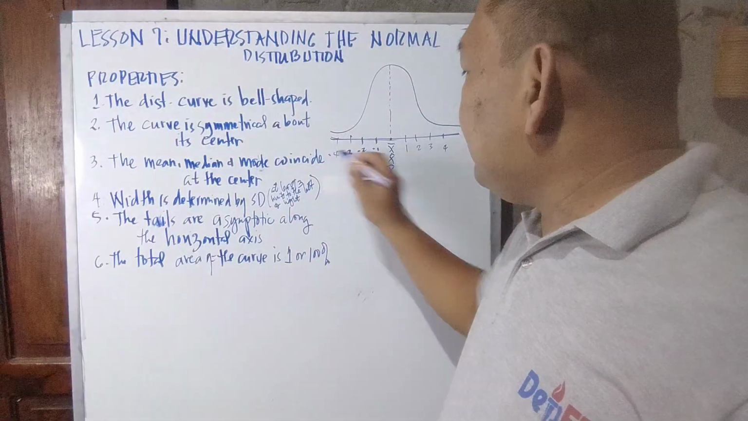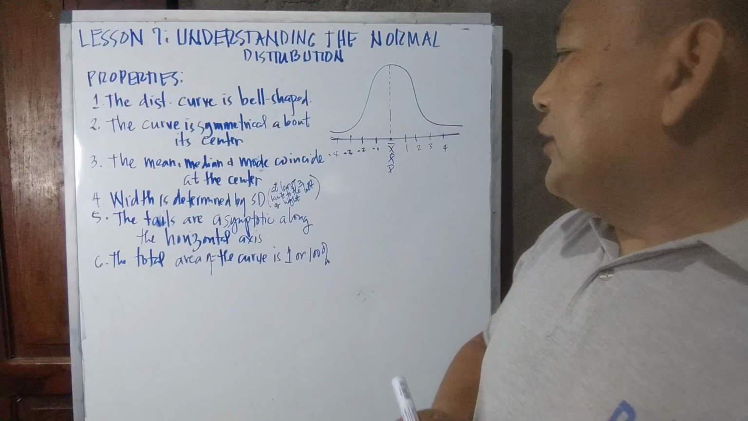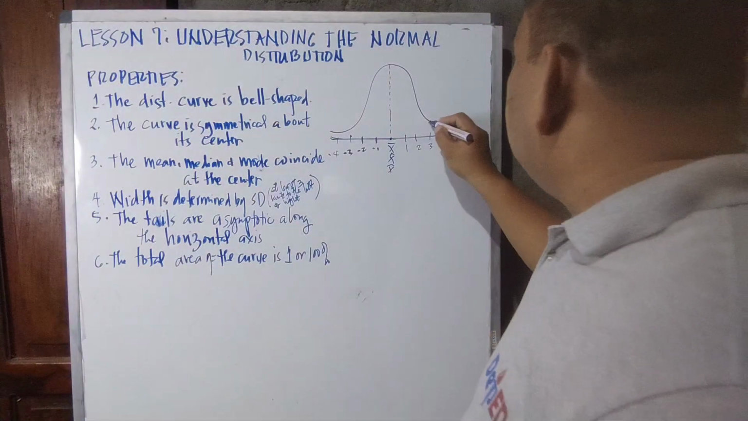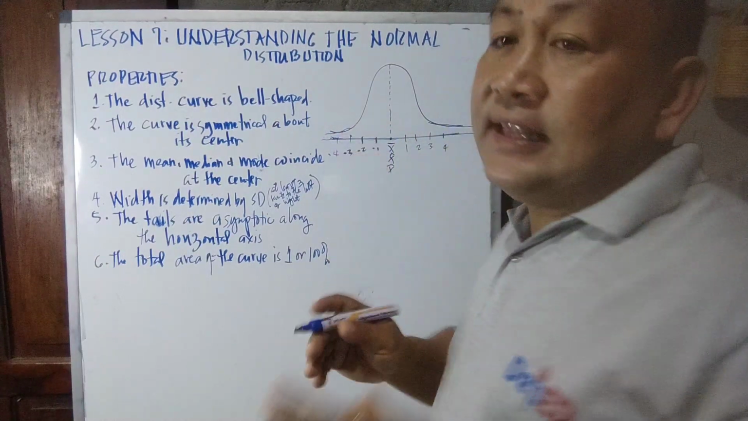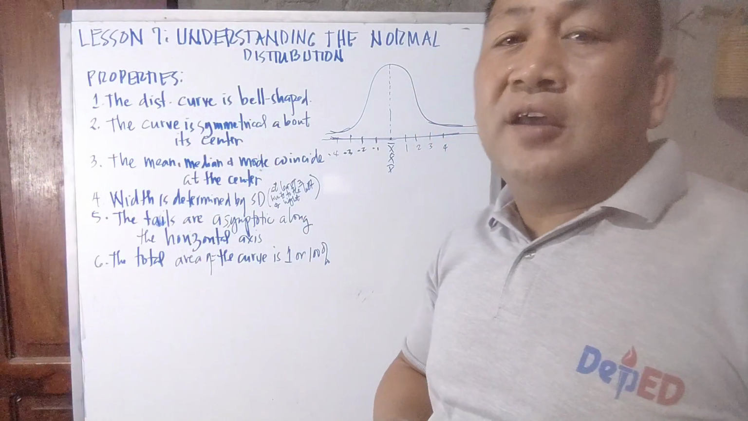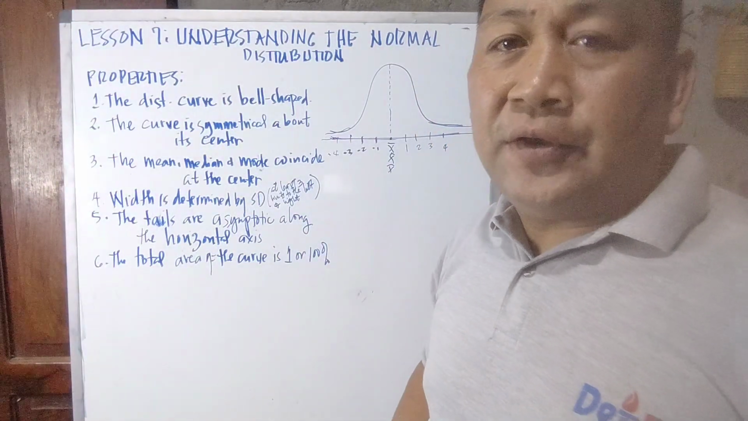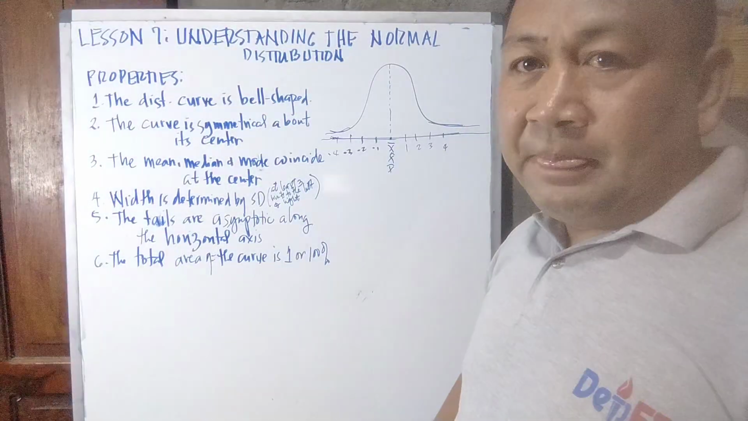And then the fifth property: the tails are asymptotic along the horizontal axis. What does it mean? The tails can be extended indefinitely on both sides of the horizontal axis, but it will never cross through the horizontal axis. So that is asymptotic.